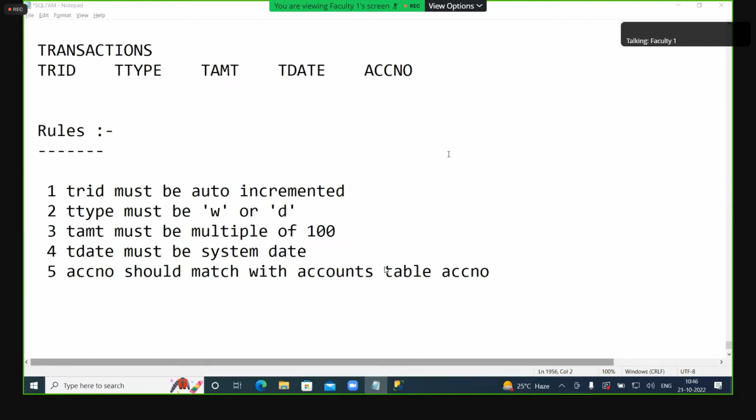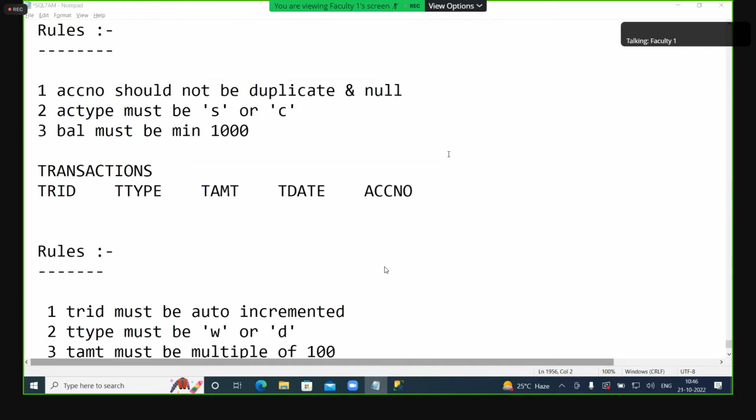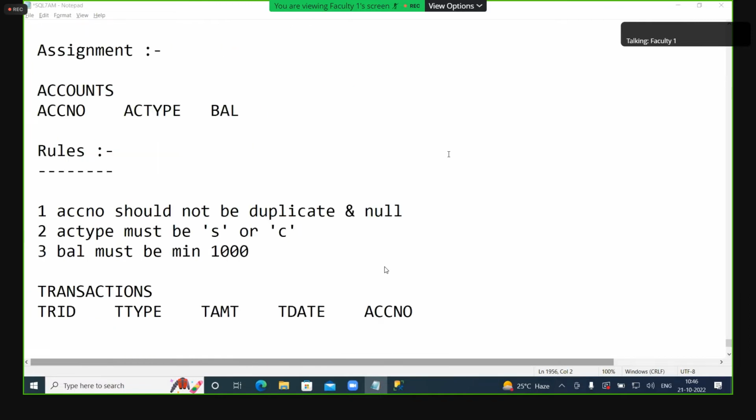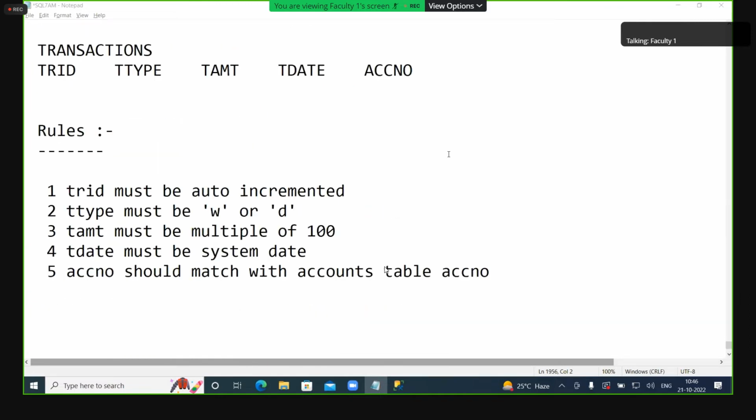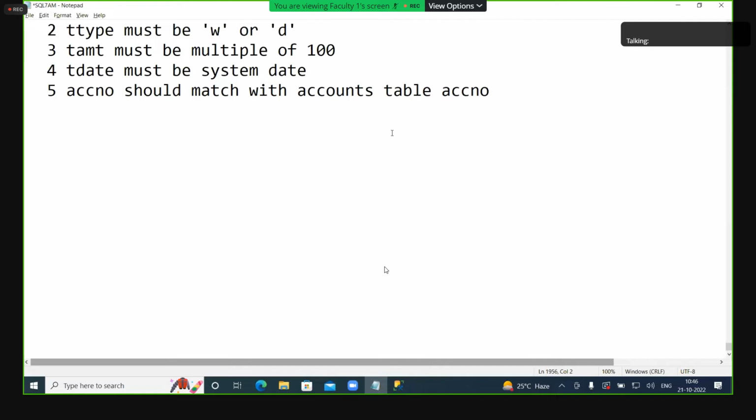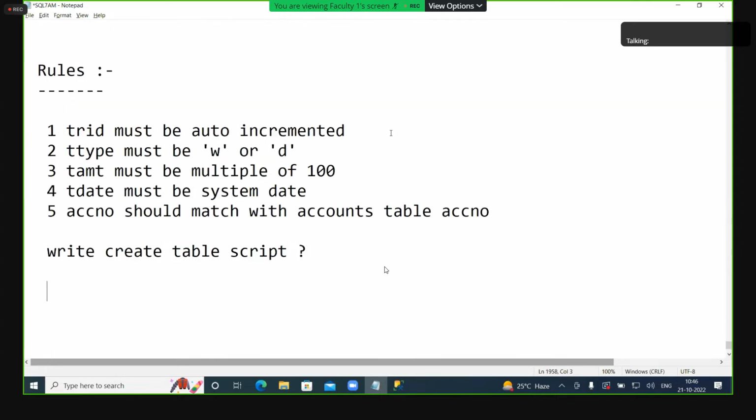Clear now? So you have to create these two tables and declare the rules. Write the create table script. You have to create the tables with the given rules.